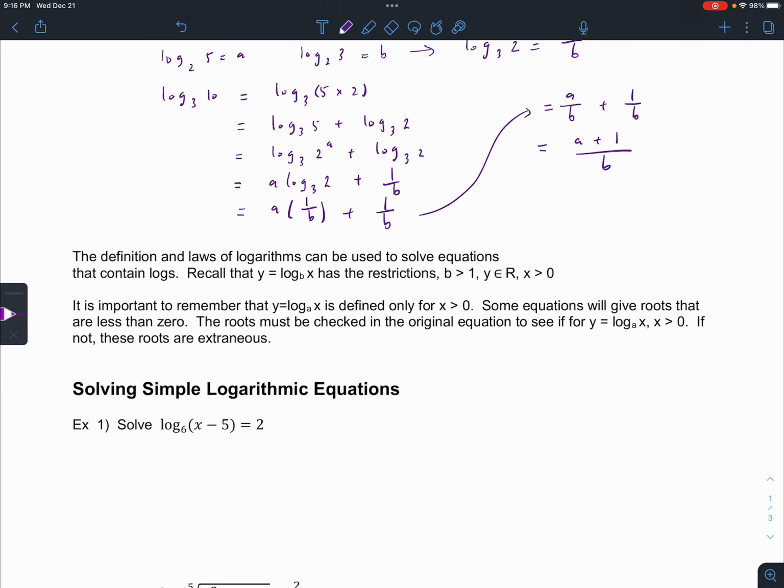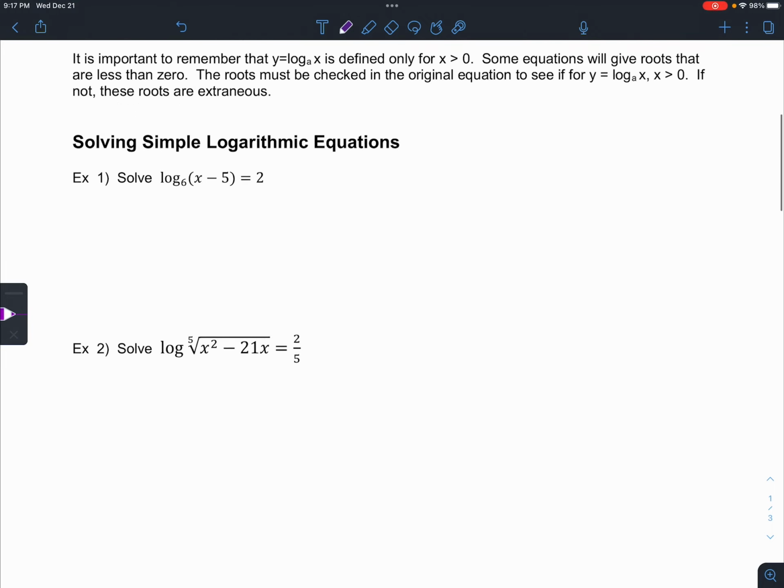It is important to remember that y is equal to log to the base a of x is defined only for x greater than 0. Some equations will give roots that are less than 0. The roots must be checked in the original equation to see if, for y is equal to log to the base a of x, x is greater than 0. If not, these roots are extraneous, so we basically exclude them.